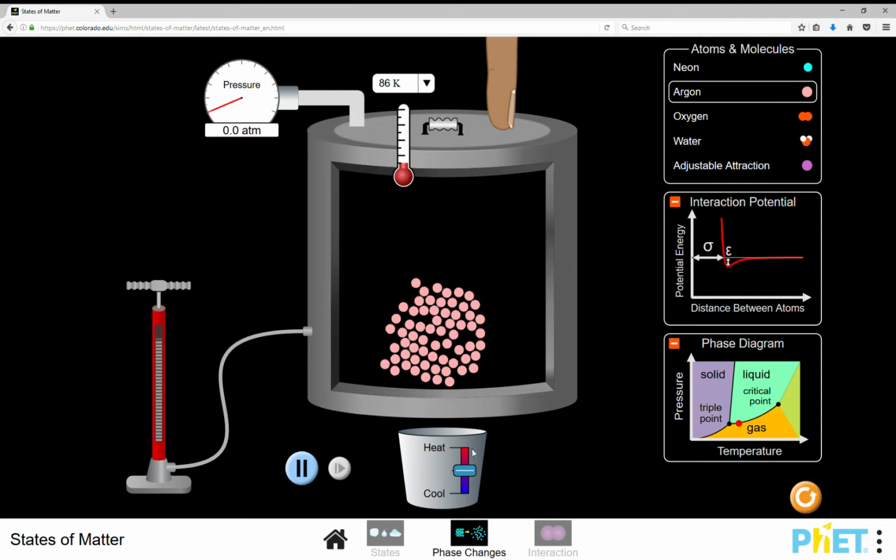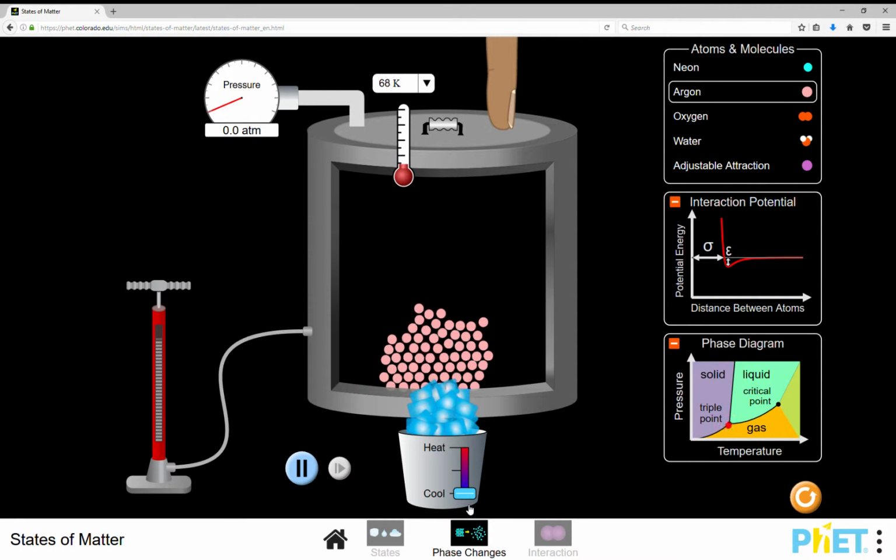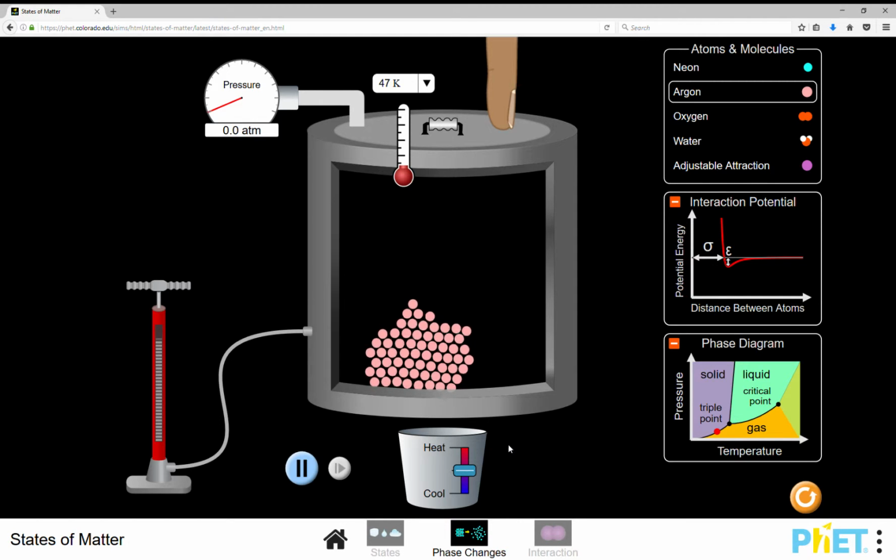If we compare that to argon, we'll cool that down as well. So at 6 Kelvin, we clearly have a solid. As we increase the temperature, we're up to 47 Kelvin, but it is still a solid. That tells us that the force of attraction between the atoms of argon is greater than the force of attraction between the atoms of neon.